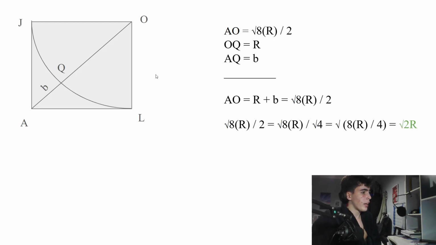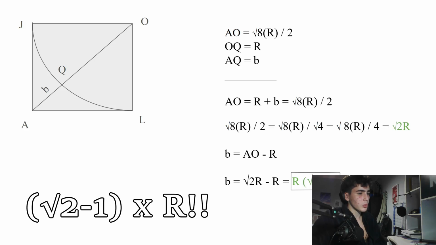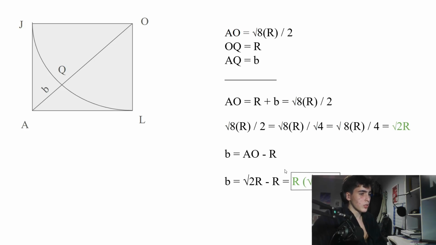So we know what AO is, which is half of the diagonal, and half of the diagonal is square root of 2 times R. So now we can find out what B is. B is equal to this whole line minus this radius. And we know what AO is and we know what R is, so we can just plug in the numbers. B will equal square root of 2 times R minus R, and the R will just come out and it will be R times square root of 2 minus 1. So this is the answer.